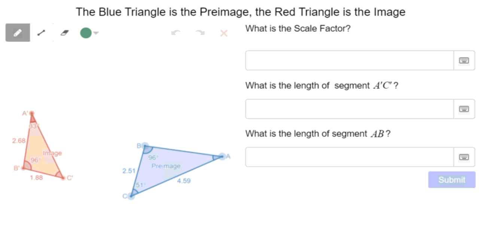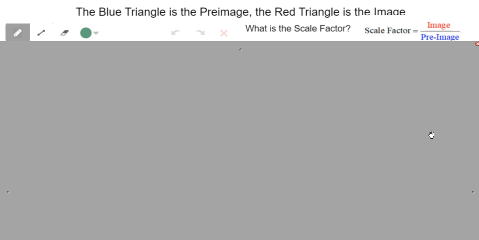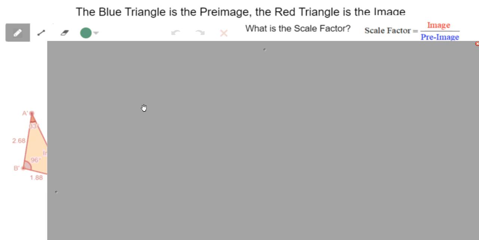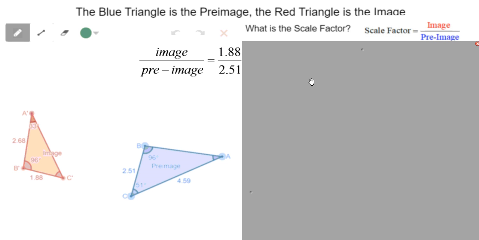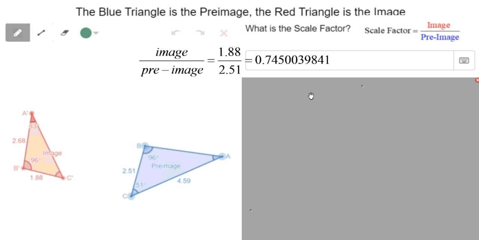Here's a new set. Again, the blue triangle is the pre-image and the red triangle is the image. We want to find the scale factor. Well, we have to remember scale factor is defined as the image compared to the pre-image. Our image is 1.8 for our side length B prime C prime, and that goes with our BC, 2.51. So there's our exact scale factor. Our decimal approximate would be this.